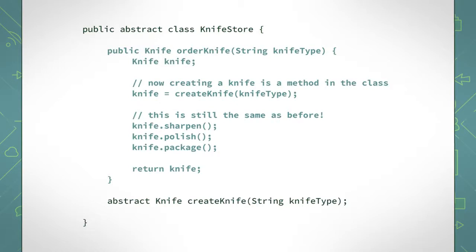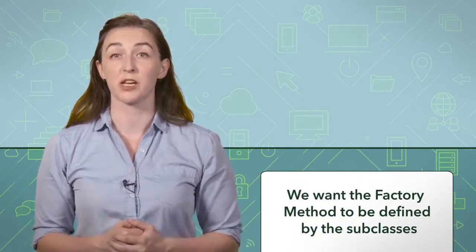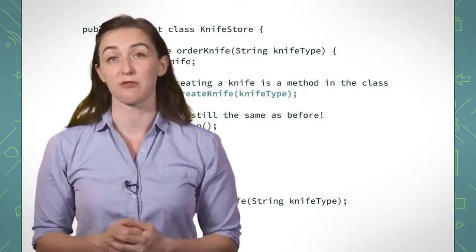Just like before, the order knife method uses a factory, but now it is a factory method. The factory method in this example is createKnife. It is declared in the superclass, but it's abstract and empty. We left the factory method empty and called it abstract because we want the factory method to be defined by the subclasses. Whenever a knife store subclass is defined, it must define this createKnife method.